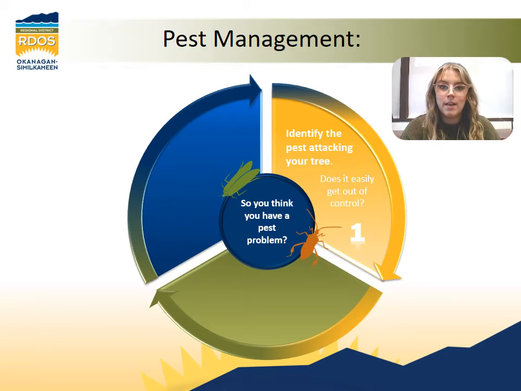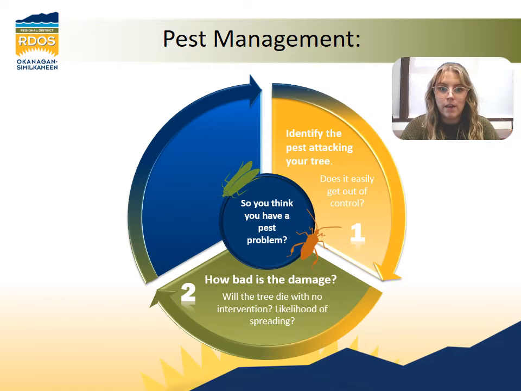Second, you must determine how severe the damage is. You must ask yourself if the tree will be severely affected and may die if immediate intervention is not done. You must also take into account the likelihood of spreading and how invasive it is. For example, the apple maggot should be something that's frequently looked for, even though the Okanagan-Similkameen is free of this pest, as it's known to decimate crops in areas close by and must be reported immediately.